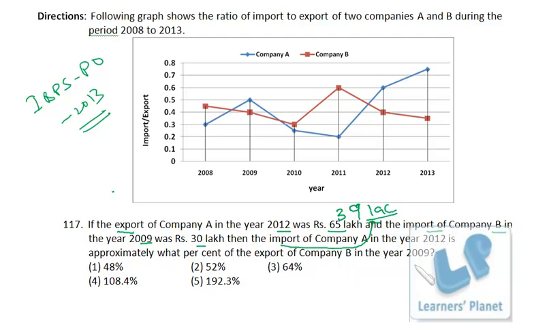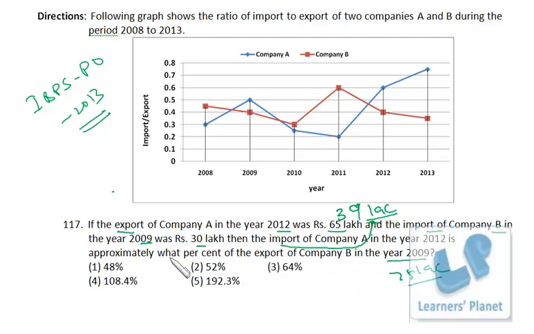Now export of company B in year 2009. Company B import is 30 lakh in 2009. In 2009, company B import export ratio is 0.4. That means import is 40% of export, right? And import is actually 30 lakh. So what will be export? That must be 75 lakh, because 40% of 75 is 30, right? So here export of company B is 75 lakh.